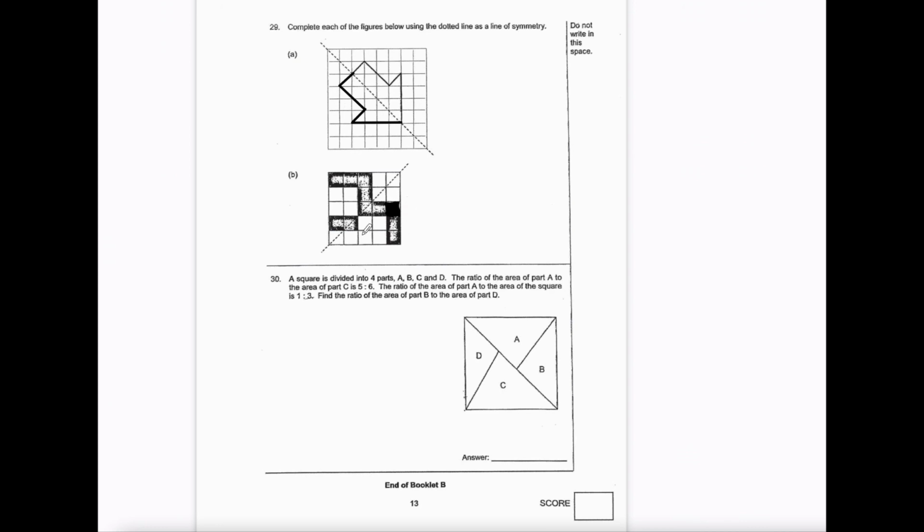Okay, so after that, we look at this bottom one. This is a triangle and this is a triangle, and they are both symmetrical. So after the triangle, there's a box shaded, so we have to shade this part, and then we are done. Okay, so easily 2 marks.